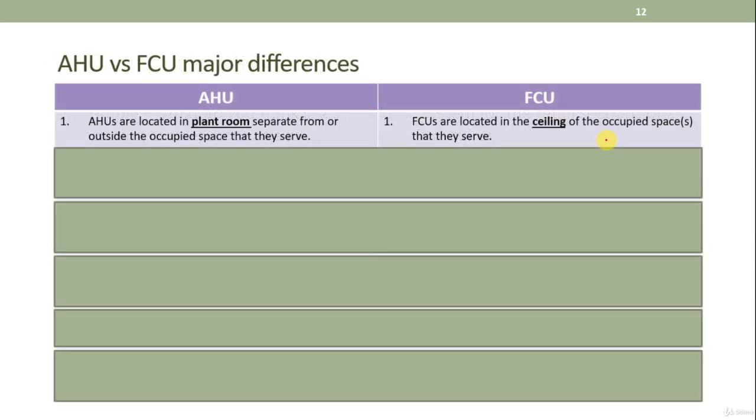Now let's look at the major differences between AHU and FCU. AHU are located in plant room, or usually we call it the AHU room, that is separate from the space that it serves. That means usually it's at one corner of the level. But fan coil units are usually at the ceiling of the occupied space. It's just above the occupants most of the time.